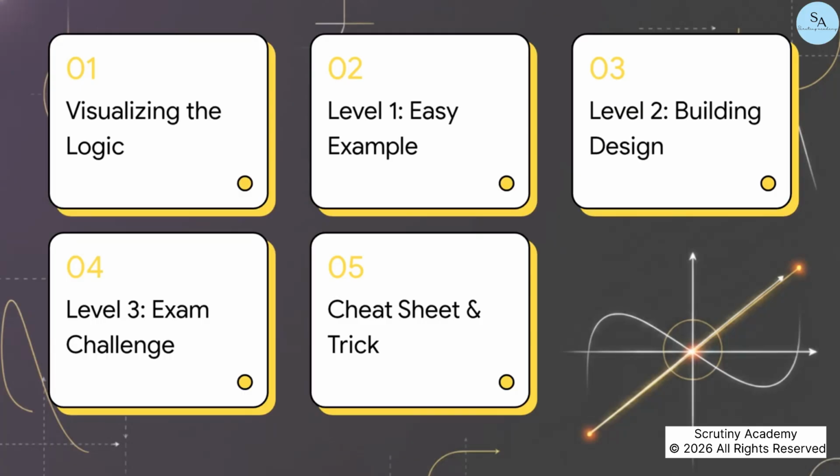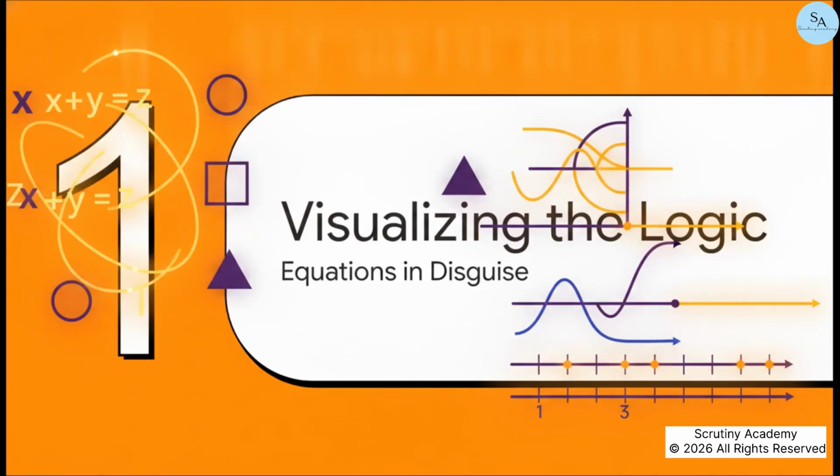So here is our roadmap for today. We're going to start by visualizing the logic, then move to level 1, the easy example. After that, level 2, building design, then level 3, the board exam challenge. And finally, we'll wrap up with a cheat sheet and a pretty awesome exam trick. All right, let's jump right into section 1, visualizing the logic, equations in disguise.